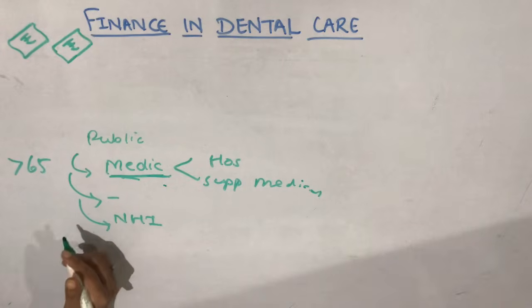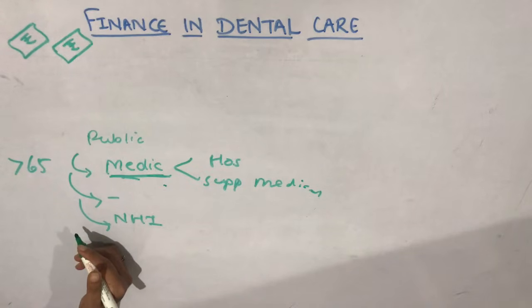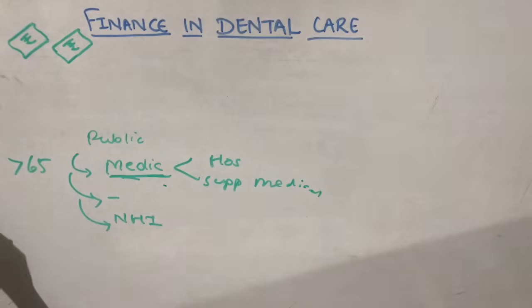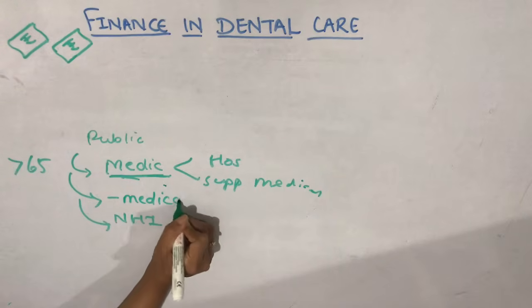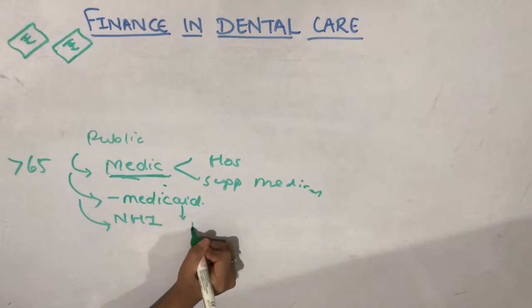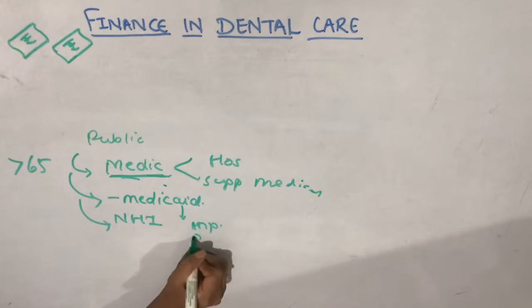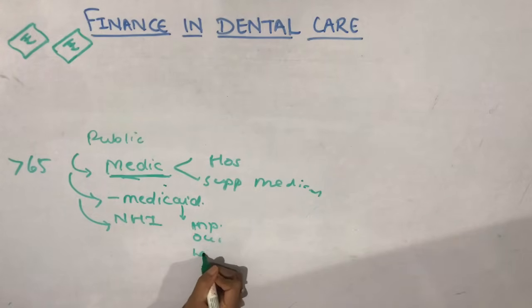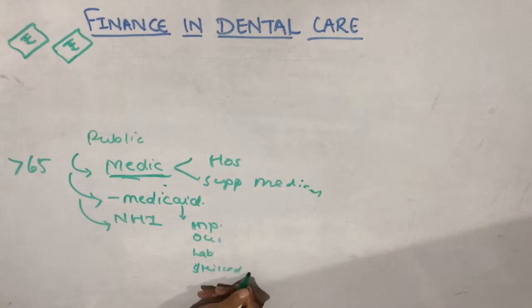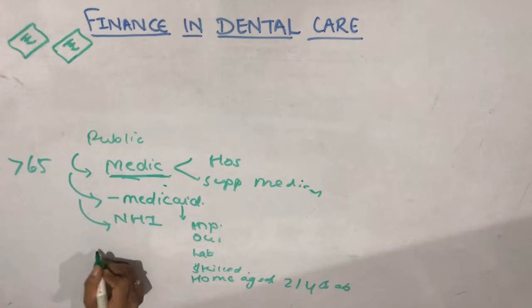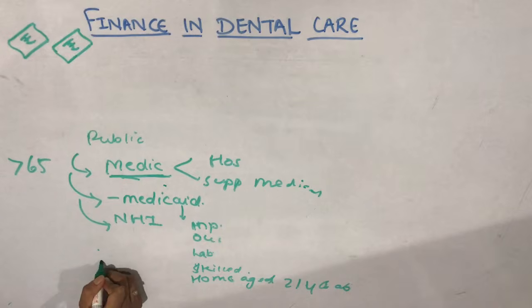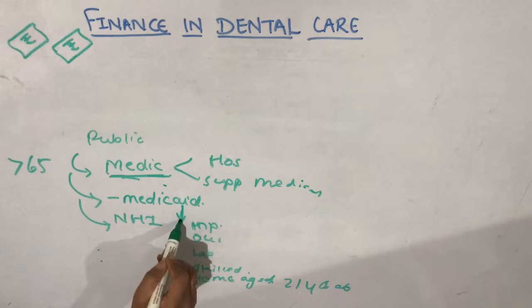Then the Medicaid. Medicaid is a joint federal state program. It covers at least these basic services: inpatient hospital care, outpatient hospital care, X-ray services or laboratory services, skilled nursing facility if required, home health services for individuals aged 21 years and above, family planning services, and physician services. So these are what are covered under Medicaid.